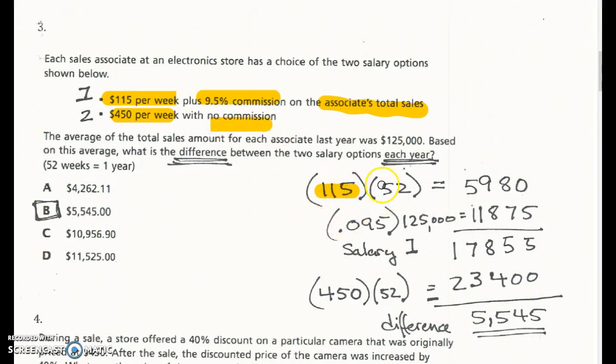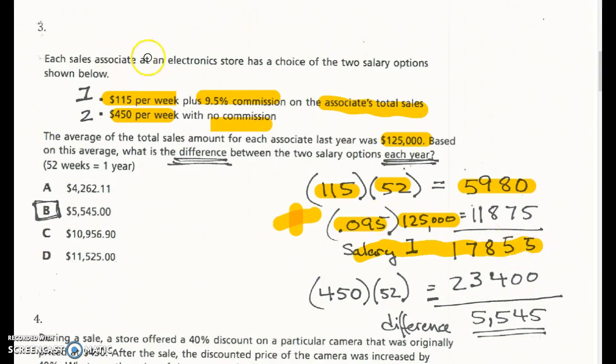115 times 52 weeks for the year. First person makes $5,980. Plus they make a commission, 0.095 times the average sales, 125,000, they told me that right here, equals 11,875. I add these two things together, and this is the salary for person 1.